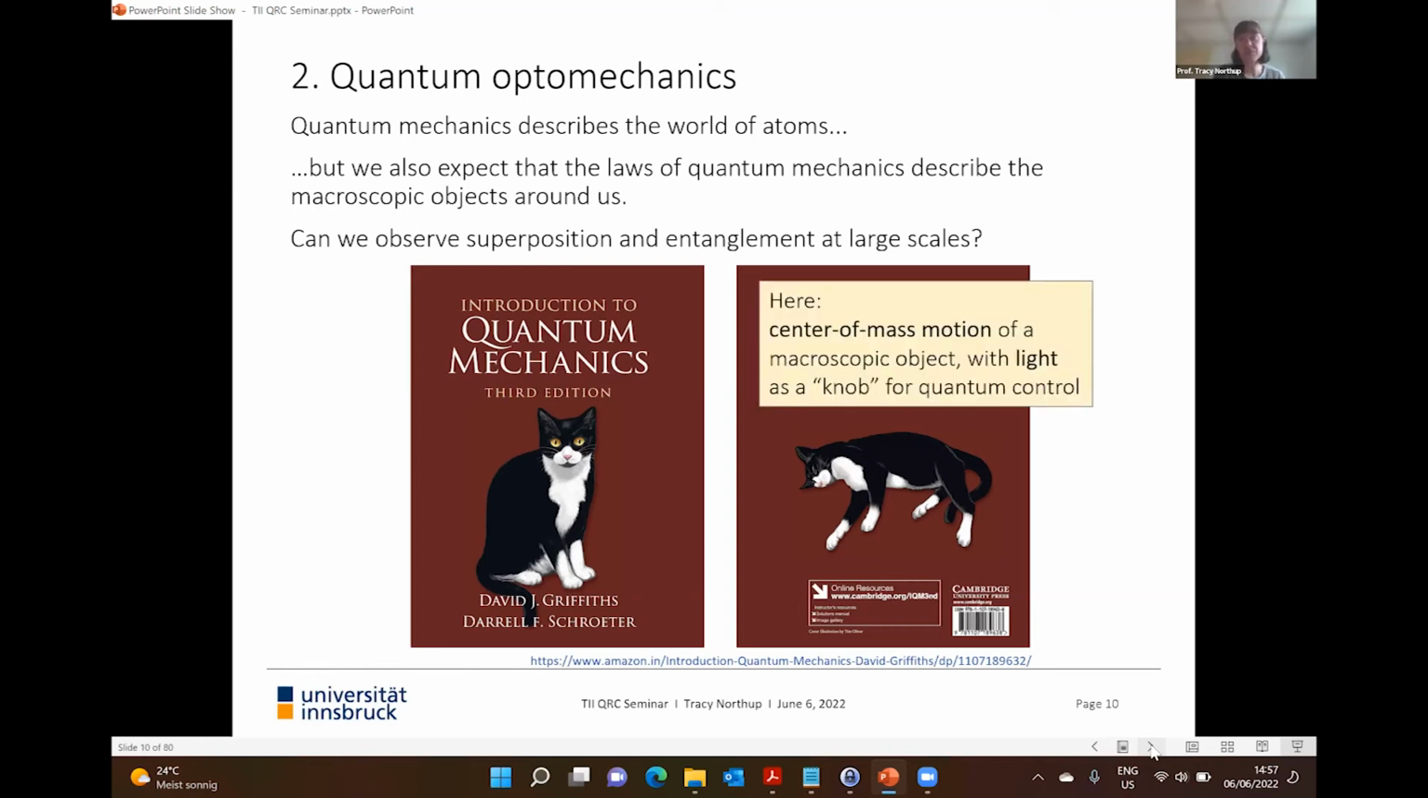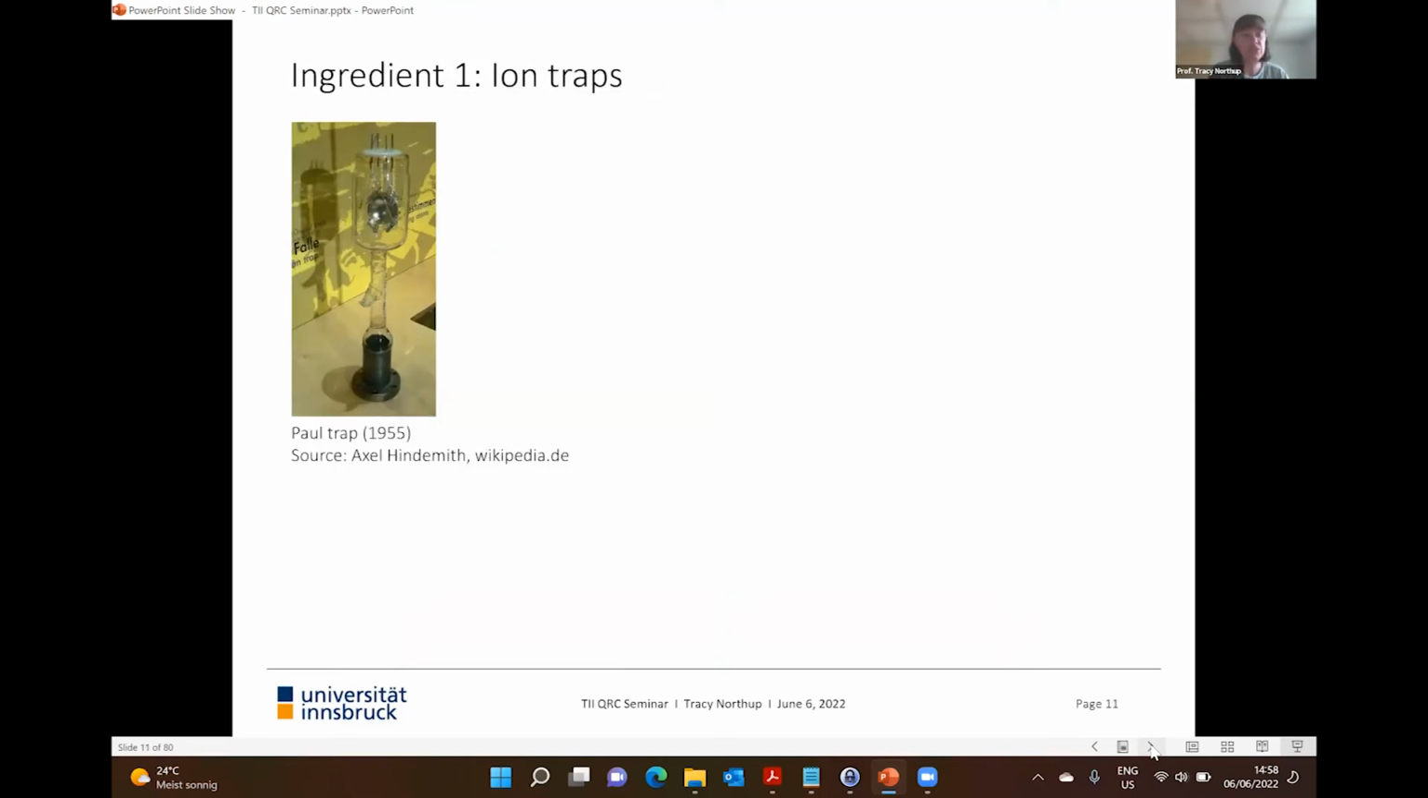And here in particular, we're going to look at the center of mass motion of a macroscopic object. And for us, light is going to be a kind of knob for quantum control that's going to enable us to have the same kind of control over the states, in the long term we hope, that we do have over atomic and photonic systems. Okay, so those are the two systems that I want to look at today.